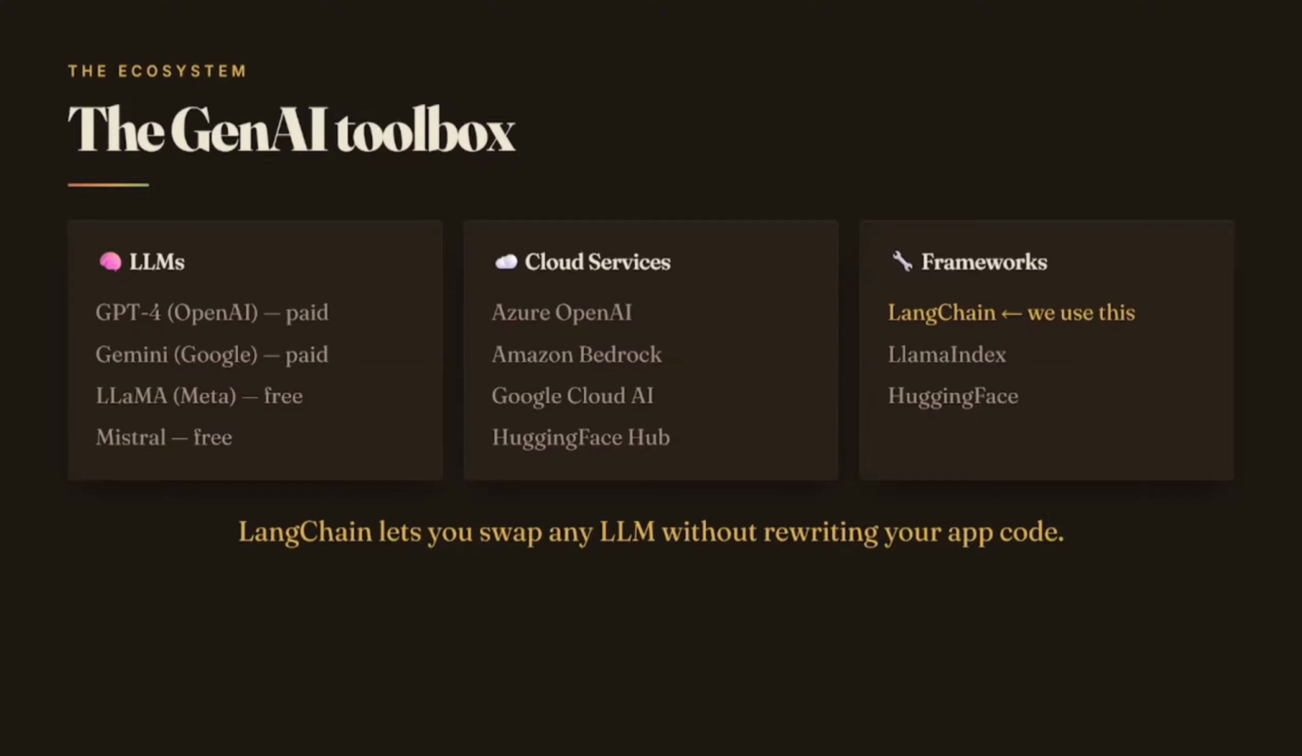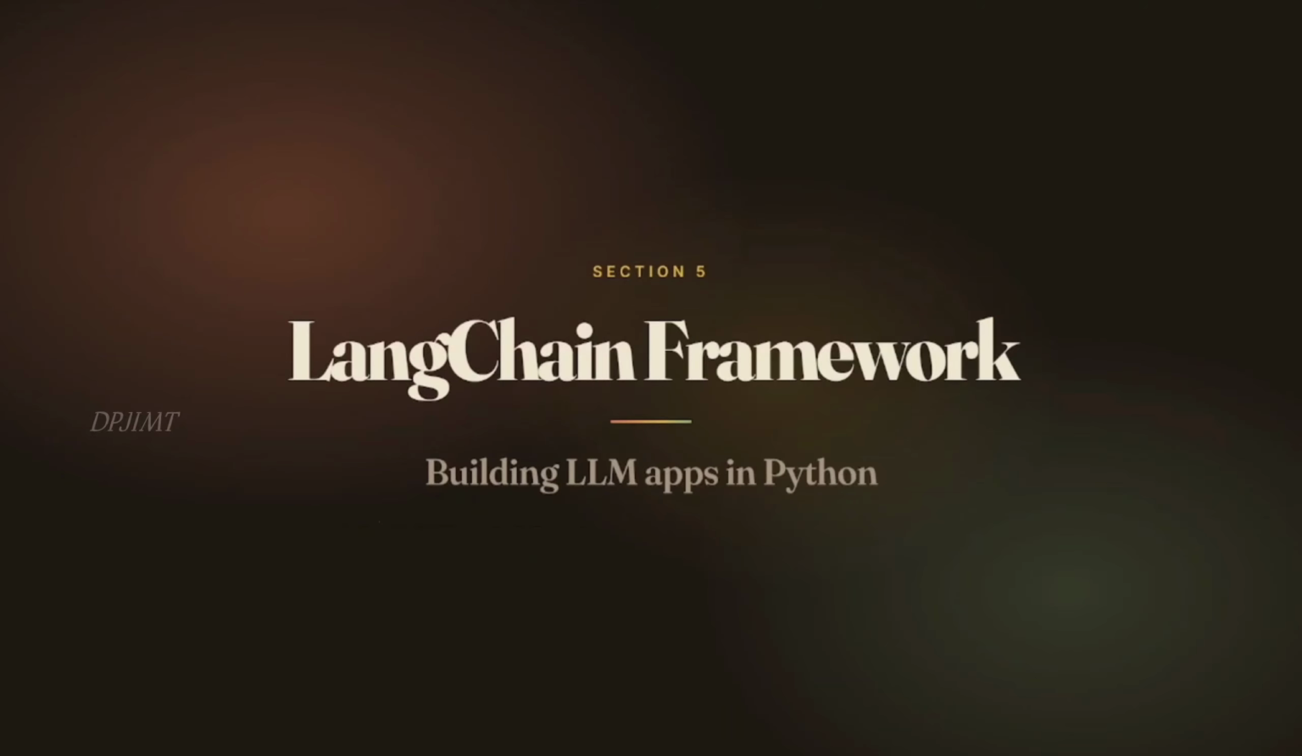Embeddings models and vector DBs are also in the Gen AI toolbox. So OpenAI embeddings, Hugging Face sentence transformers, Chroma, FAISS, and Pinecone. So now let's actually see how we can use these tools. Now we will talk about LangChain, the framework behind LLMs.